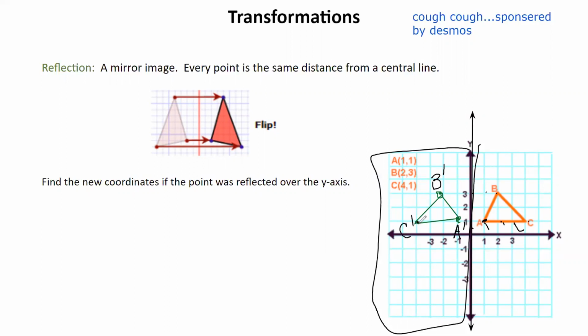Very good. Now, see how B was at 2, 3. What would B prime be at? Negative 2, 3. Good job. Yeah, -2, 3. So the only thing that changed is we flipped the x's into the negative part. So when you reflect over the y-axis, the x's go negative.